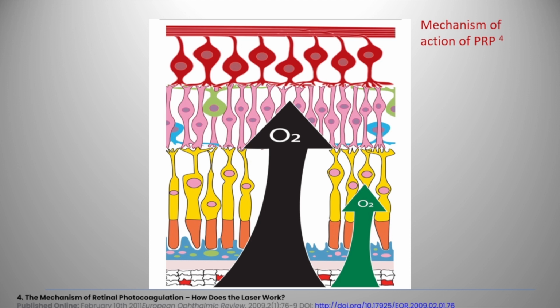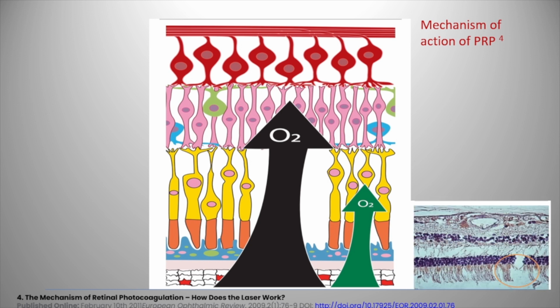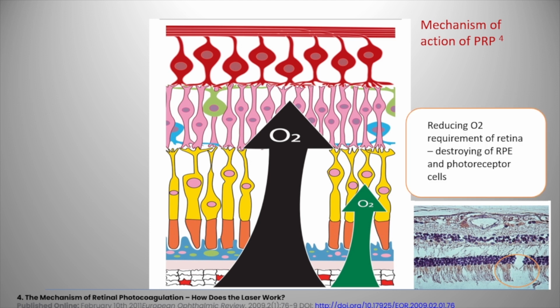As we know, the RPE and the photoreceptors are the most oxygen-consuming tissue in the body. This image on the right side shows a retinal burn, which shows destruction of the RPE as well as the photoreceptors. So, because of this destruction, there is a reduced oxygen demand that we are creating within the retina.